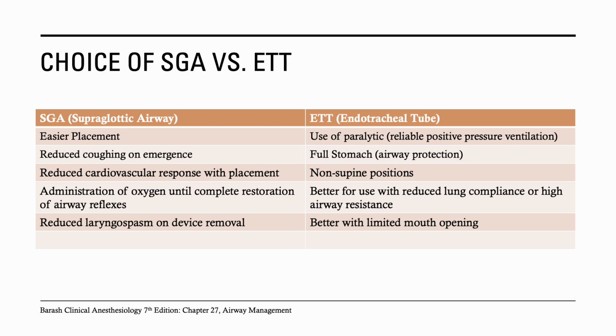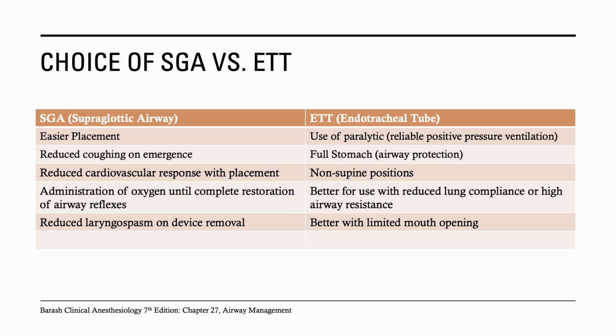remove the device. Now, on the endotracheal tube side, you may want to consider using an endotracheal tube if you know that you have to use a paralytic, because you can give positive pressure ventilation in a reliable way, whereas with an SGA, that's not always the case. When a patient has a full stomach, you tend to want to use an endotracheal tube because the supraglottic airway does not necessarily protect the airway completely if stomach contents were to come into the oropharynx. Endotracheal tubes should be used in non-supine positions, so either prone or lateral.